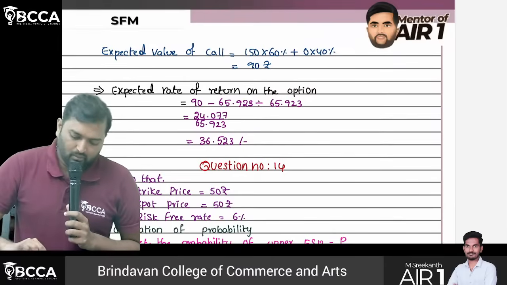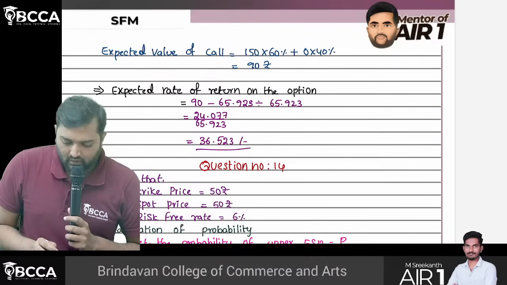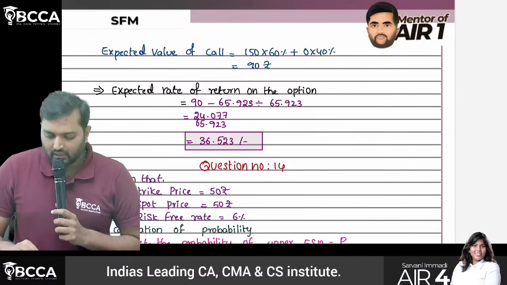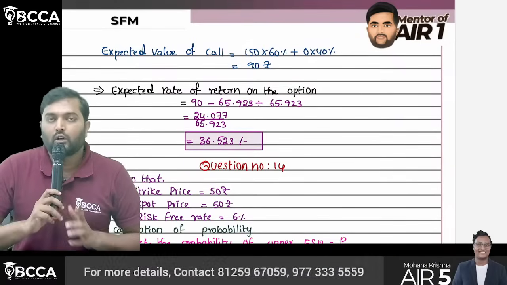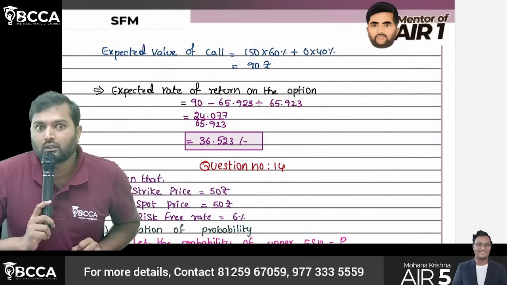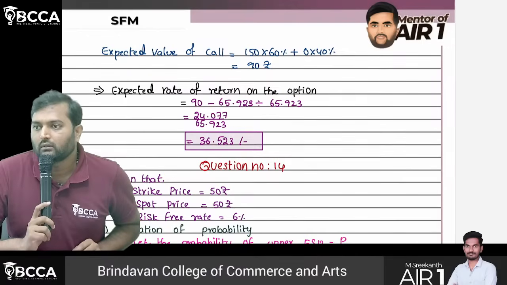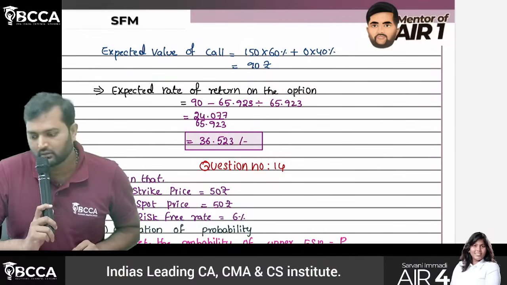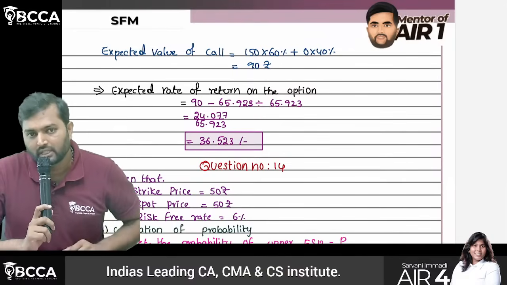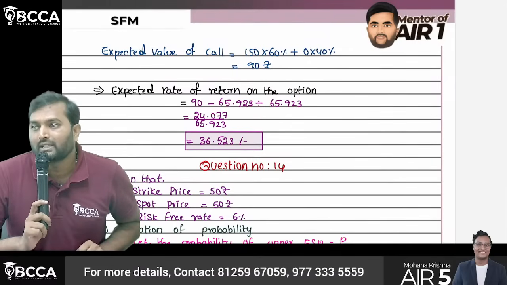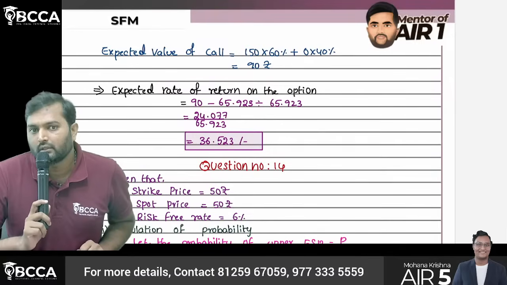So, expected rate of return. This is the special point because this is not conceptual; you have to remember this point. How do we find out the expected rate of return? Simple. What is the theoretical value of a call as on today? 65.923. That is considered as the investment as on today. And what is the expected value of a call? 90.